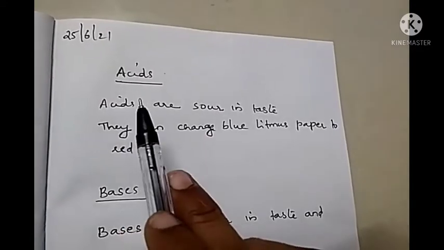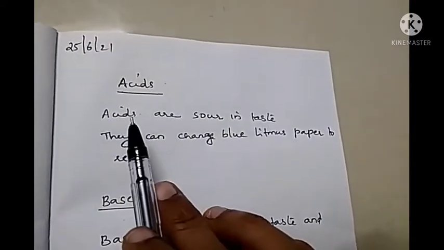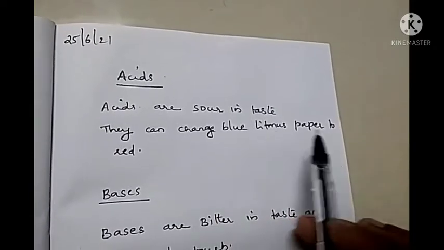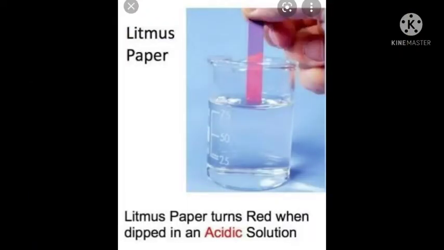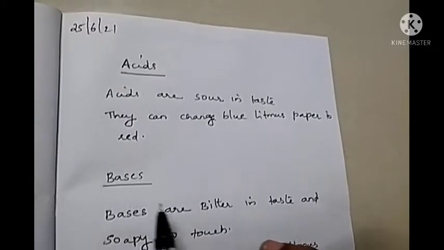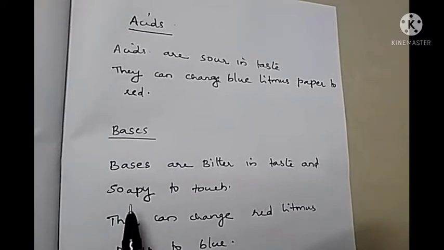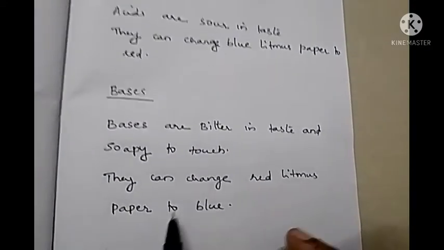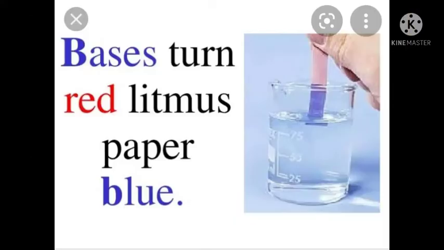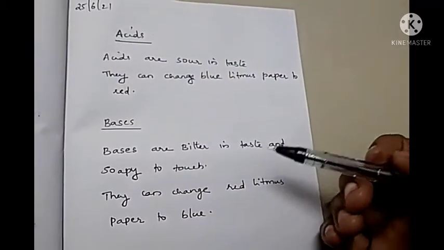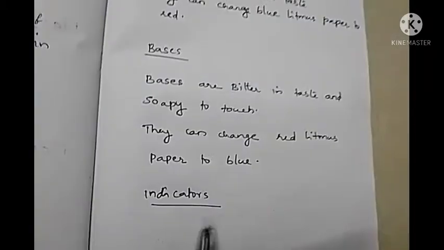In the previous class, we discussed acids and bases. We have studied that acids are sour in taste and they can change blue litmus paper into red. Like that, bases are bitter in taste and soapy to touch, and they can change red litmus paper into blue. These properties of acids and bases are known as their physical properties.